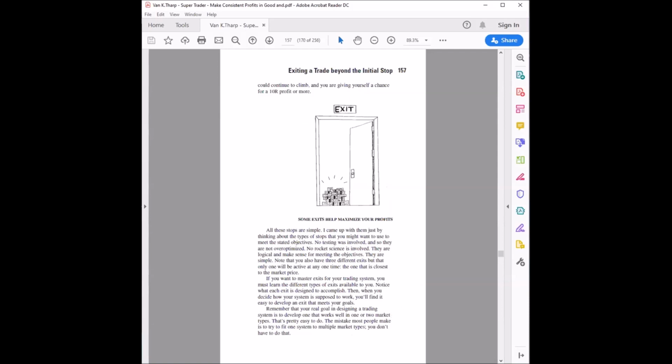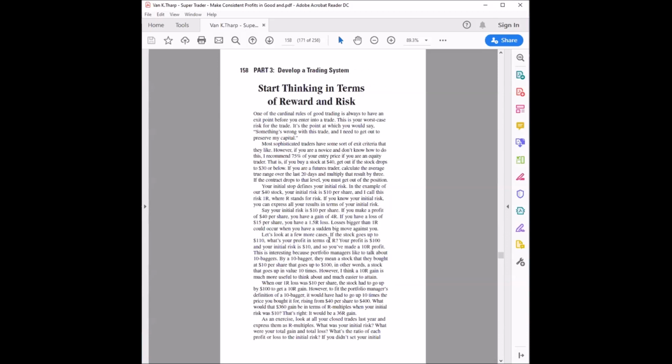So then he talks a little bit more about his stops and what the goal is behind them. And then he talks a little bit more about thinking in terms of risk and reward. I'm going to leave off there. We'll go into this a little bit more when I come back.